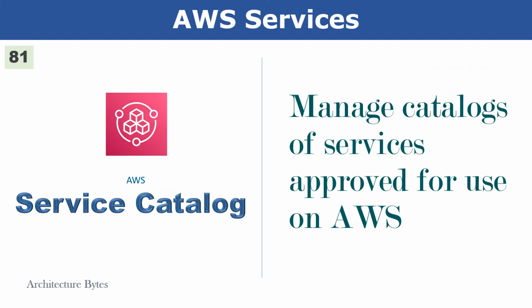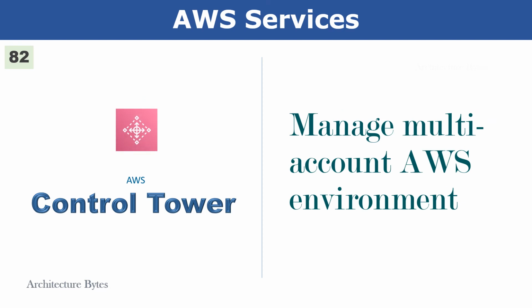Service Catalog allows you to manage catalogs of services approved for use on AWS. You can control what IT services and versions are available for use and by whom within your organization. This helps you meet your governance and compliance requirements. Control Tower is used to manage a multi-account AWS environment with best practices blueprints and guardrails, or high-level rules for governance. It has an integrated dashboard to view provisioned accounts and account level status for guardrail compliance.